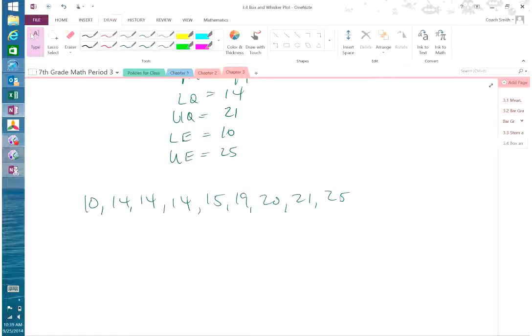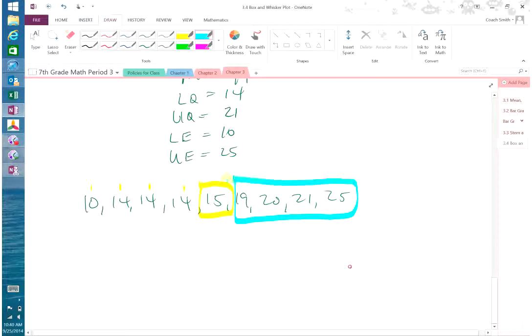Okay? We have 9 numbers, so that means the 5th number is your median. So 1, 2, 3, 4, 5. There's your median. Here's where it changes. Since the median is only one number, the upper quartile of numbers is this, and the lower quartile of numbers is that. It doesn't include that one number. That's already been used.